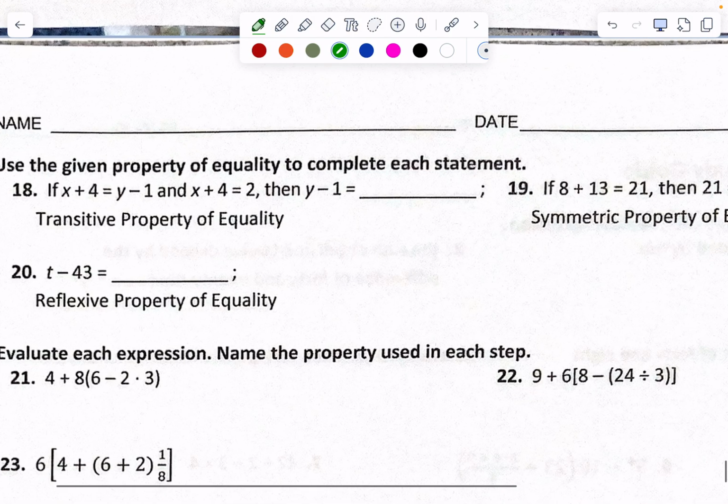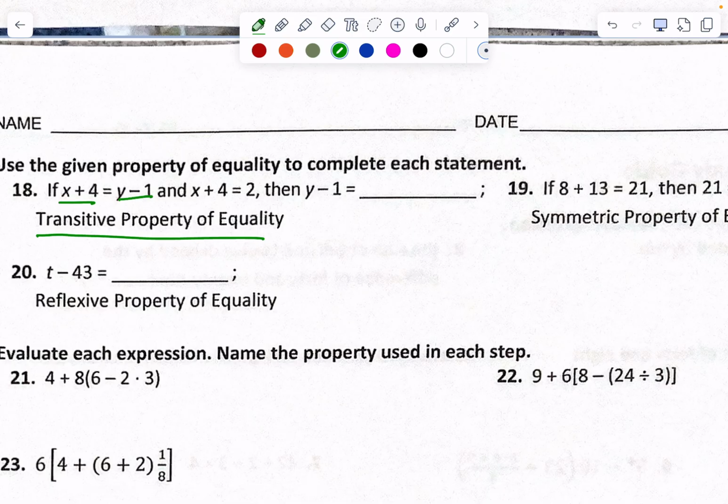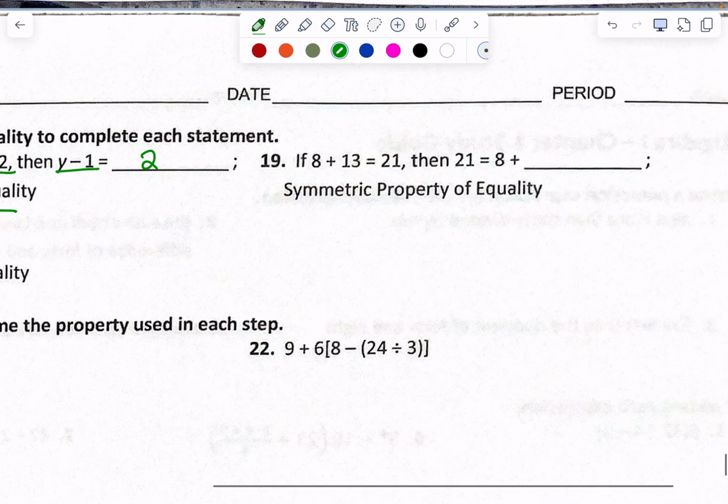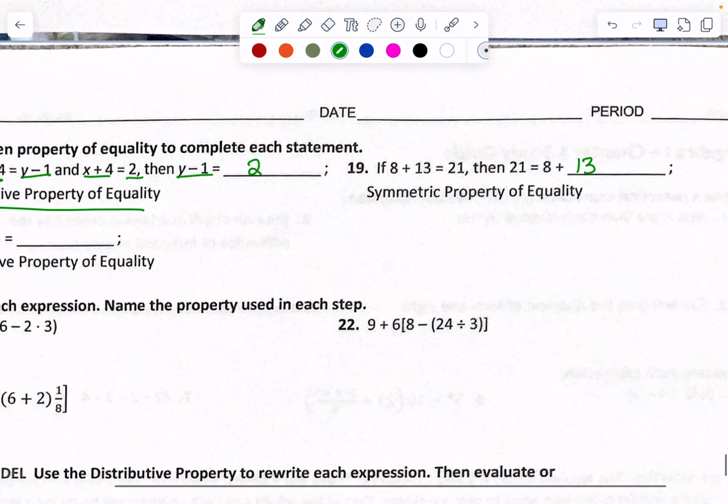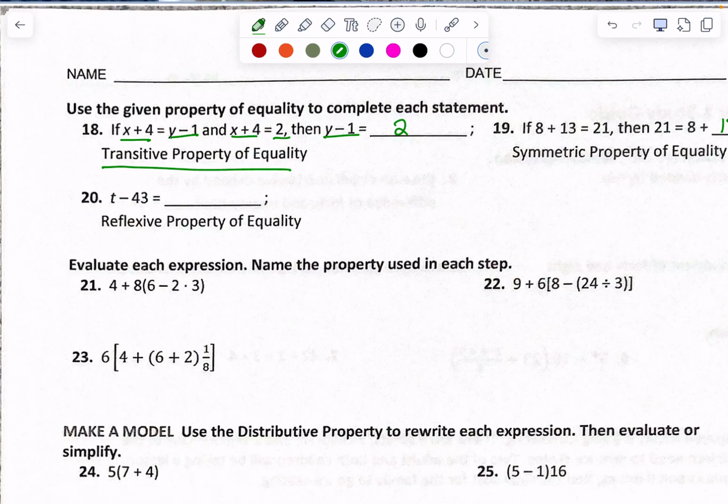Perfect. Okay. They want us to use the transitive property on 18 to write a solution. So if x plus 4 equals y minus 1 and x plus 4 equals 2, then y minus 1 equals 2. That's the transitive property. A equals C, right? Symmetric property, we just talked about that. That is flipped around, right? 43 minus t. So 13 goes in the blank, right? 21 equals 8 plus 13, right? Symmetric property.